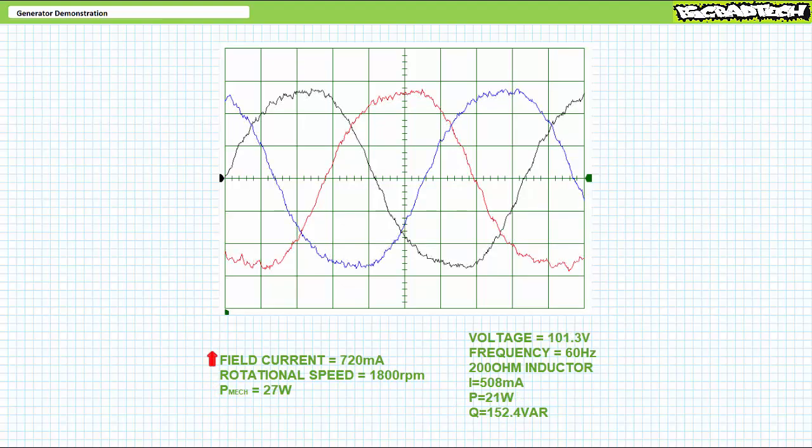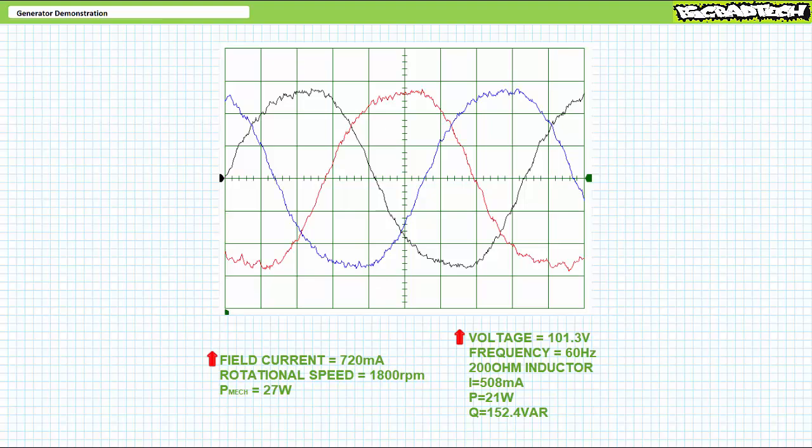When we peg field current to the max, in this case 720 mA, voltage magnitude does rise, but only to 101 volts, well shy of the desired 120 volts. This goes to show you that there are practical limits of voltage compensation. With such a high inductive demand, there's no way this generator can keep voltage stable, even in the most highly excited state.